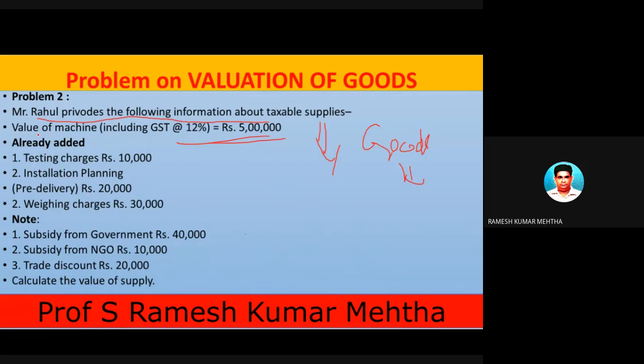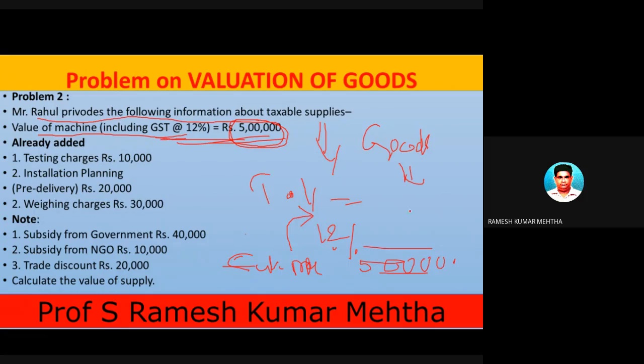The value of the machine including GST is 5 lakh rupees. This 5 lakh rupees is inclusive of 12% GST. Please remember, the transaction value has to be found out, and on the transaction value we are going to levy 12%, and that will give you the selling price or the full price. The full price is 5 lakh rupees, and the transaction value we are going to find out is X rupees.